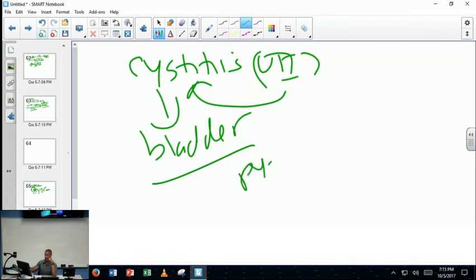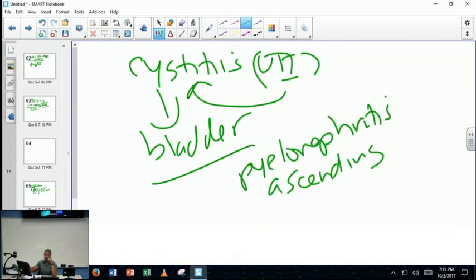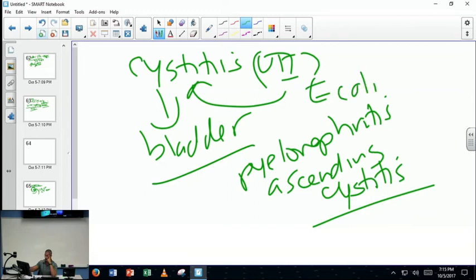So pyelonephritis is an ascending cystitis. And what's the most common cause, you think? It is by far the most common cause. So ascending cystitis is pyelonephritis. The patient's much sicker. In most cases, if you suspect pyelonephritis, you need to hospitalize the patient for IV antibiotic therapy.